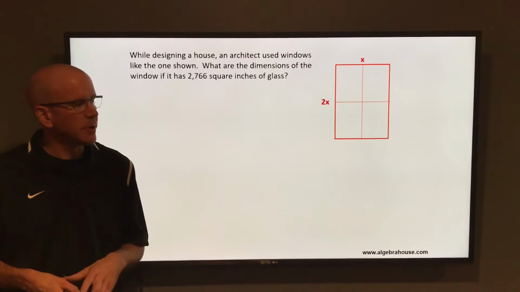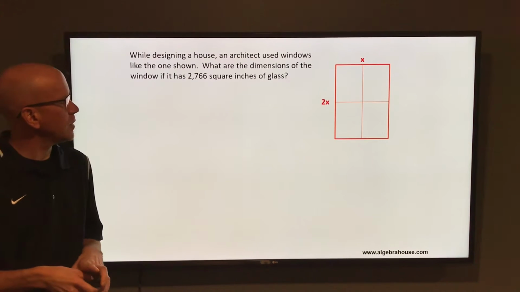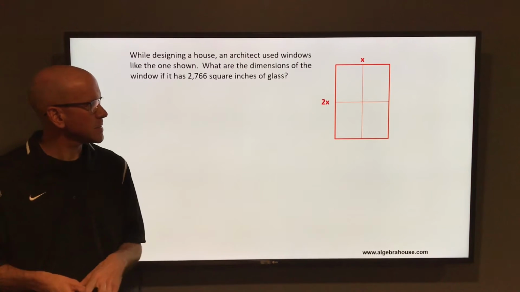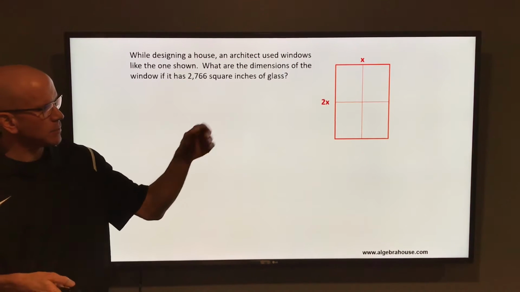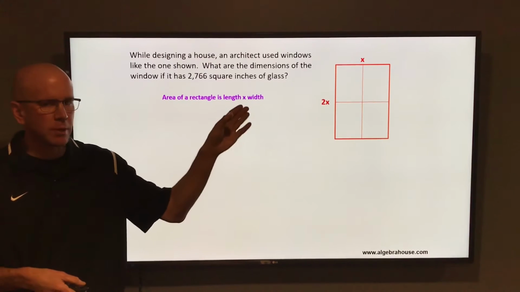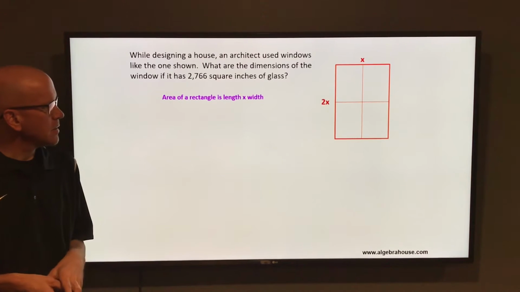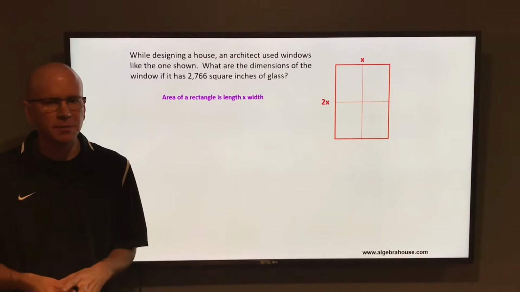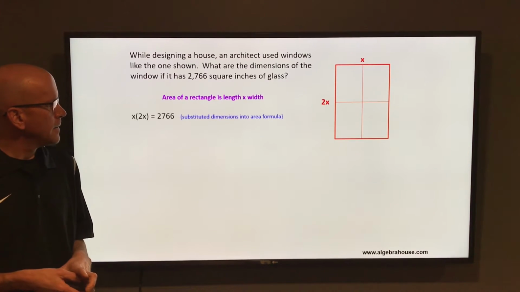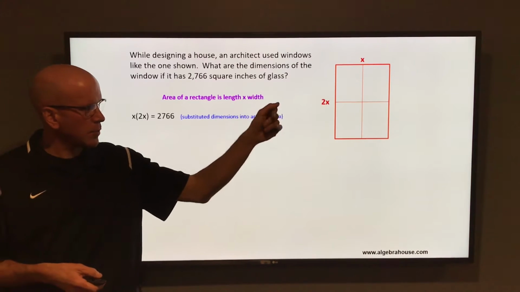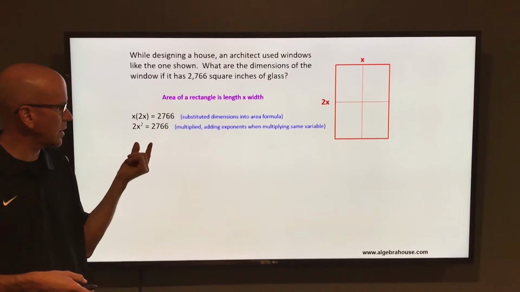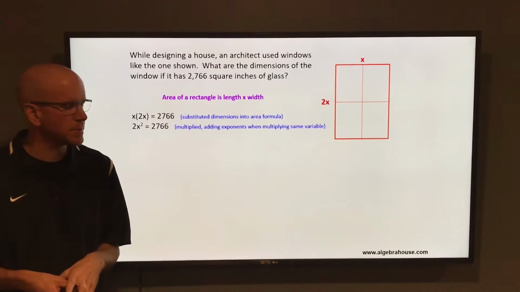While designing a house, an architect used windows like the ones shown. What are the dimensions of the window if it has 2,766 square inches of glass? So you can see that x equals the width, and 2x would equal the length, or the height. The area of a rectangle is length times width. We could say width times height, base times height, doesn't matter what words you use. So the area of that rectangle would be x times 2x, and that is 2,766. So 2x squared would equal 2,766.